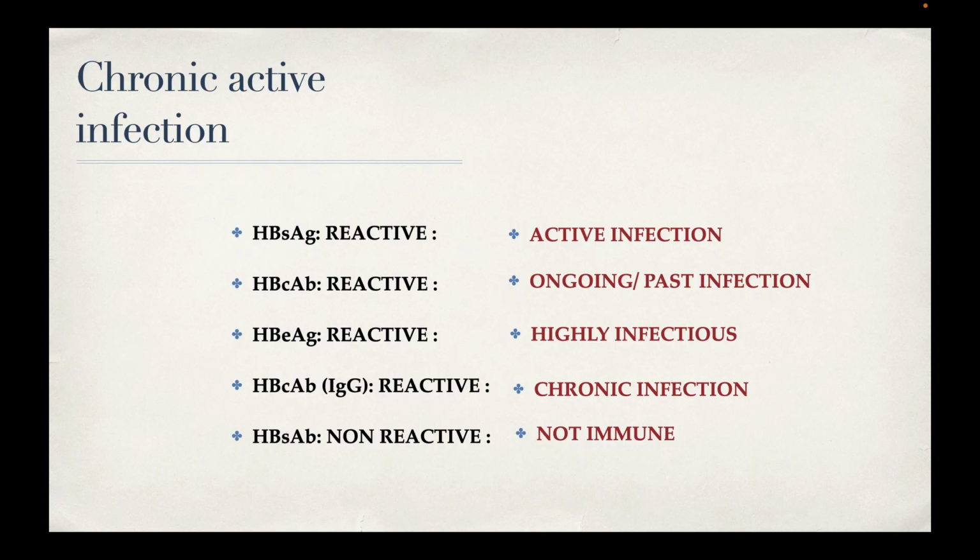Chronic active because we have hepatitis B core antibody to immunoglobulin G active or reactive, and the patient is having hepatitis B E antigen also reactive. So this patient is having an active infection together with the persistence of hepatitis B surface antigen. So we say this patient is having a chronic active infection.